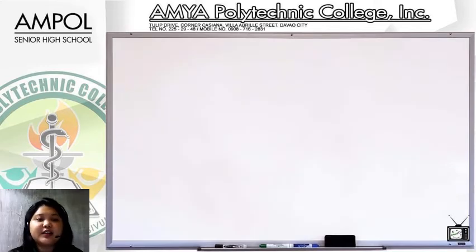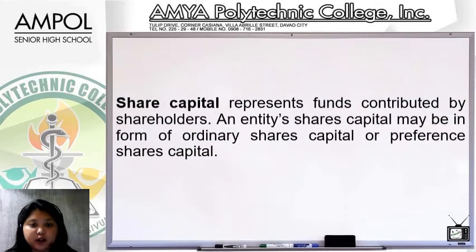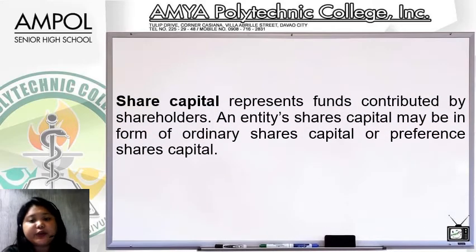Okay, next, based on the example on the last slide, let's identify what share capital is. Share capital represents funds contributed by shareholders. As you can see on the last slide, the share capital goes from almost 2 million up to 9 million. That represents the funds contributed by the shareholders. An entity's share capital may be in the form of ordinary share capital or preference share capital.